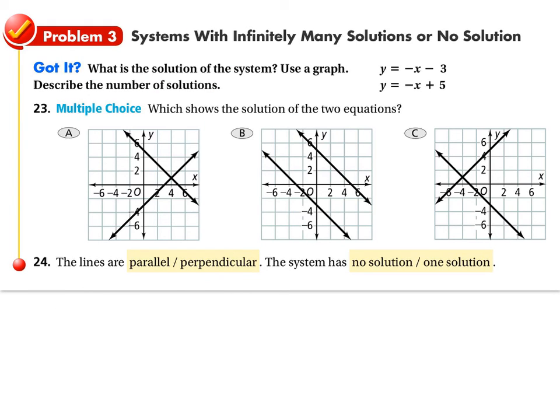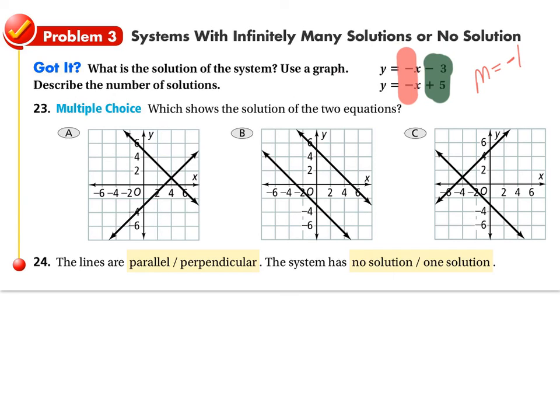Let's take a look at the next problem. We have a system of equations. Looking at the system of equations, we see that they have a different y-intercept, a different b. But we see that their slope is the same. They both have a slope of -1.